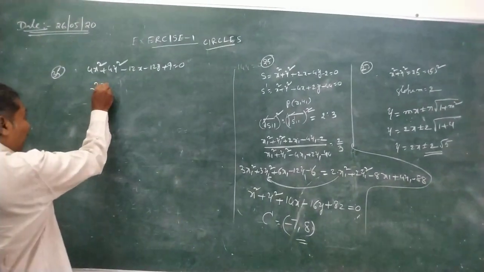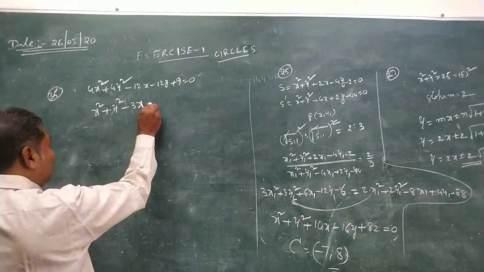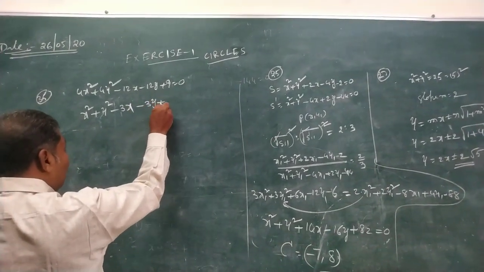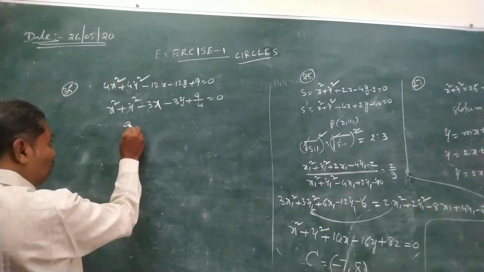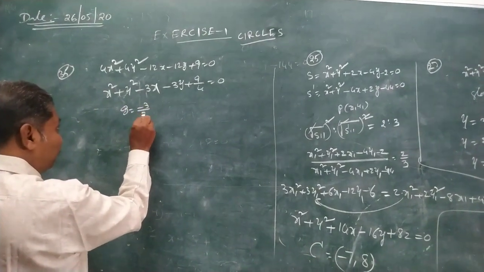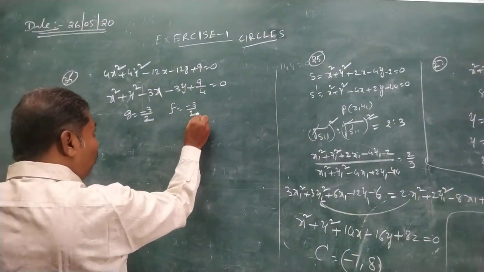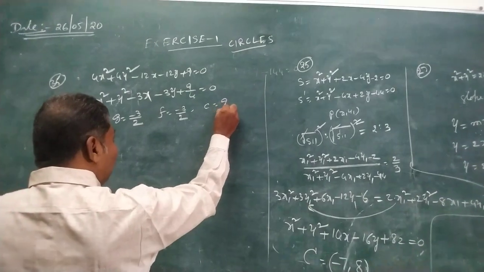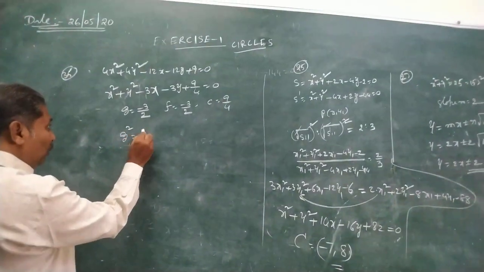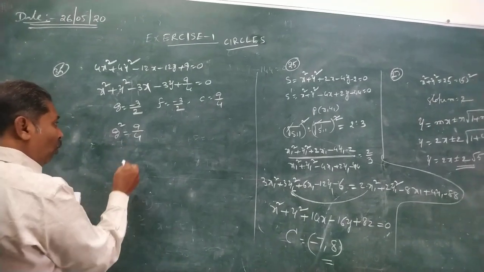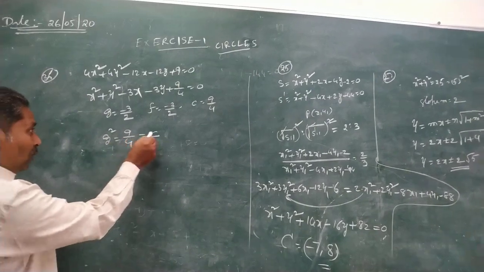So x square plus y square minus 3x minus 3y plus 9 by 4 equal to 0. So g value is minus 3 by 2. F value is also equal to minus 3 by 2. C value is 9 by 4. So g square value is 9 by 4. That is nothing but c value. So g square equal to c.